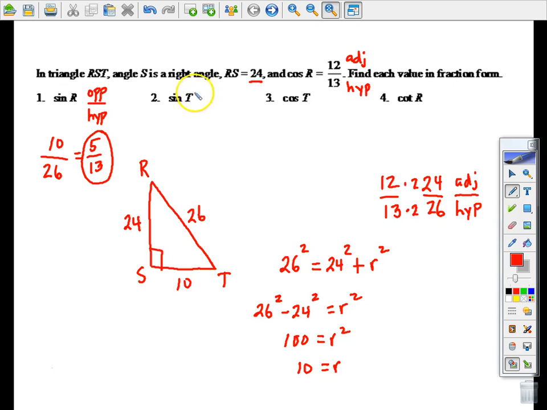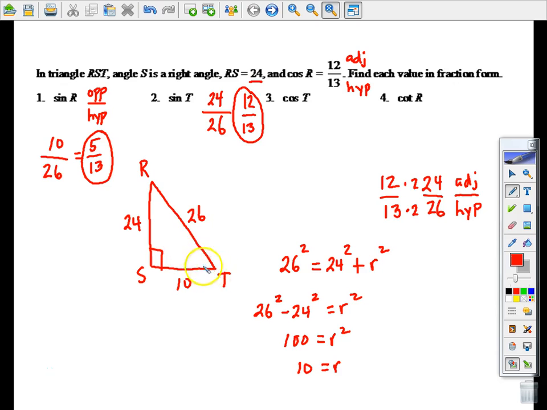Okay, now let's shift over to angle T and think about sine T. Once again, sine is opposite. For angle T, the opposite side is 24. And the hypotenuse is still 26. So now we're reducing this fraction, dividing by 2 into both numerator and denominator. We get the fraction 12/13ths.